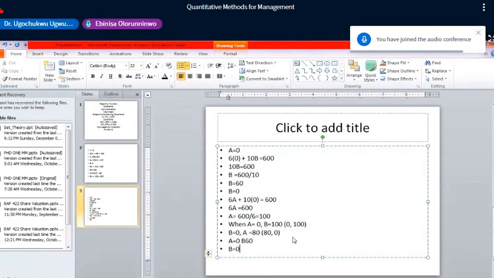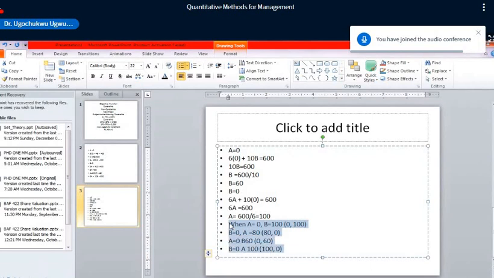When B is equal to 0, our A is equal to 100. And this is the same thing as saying at point 0, you have 60 coordinates. And this one is the same thing as saying at 100, B is 0.